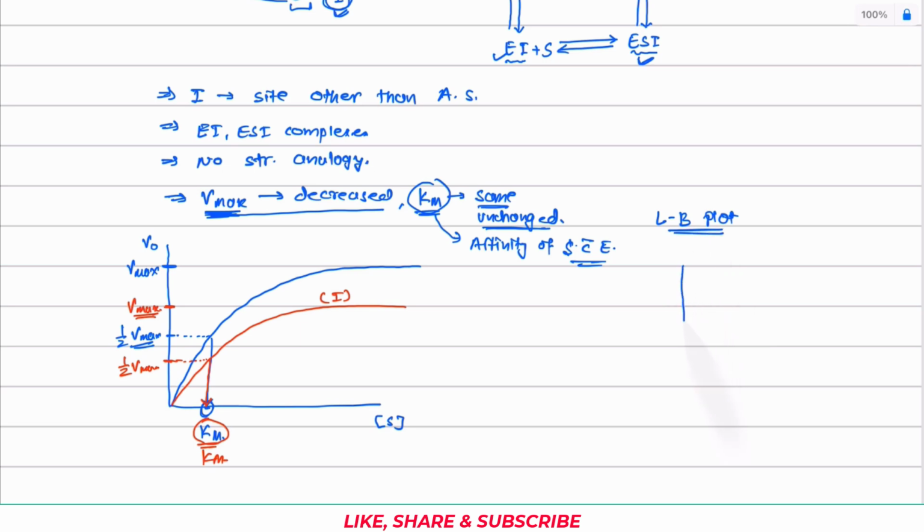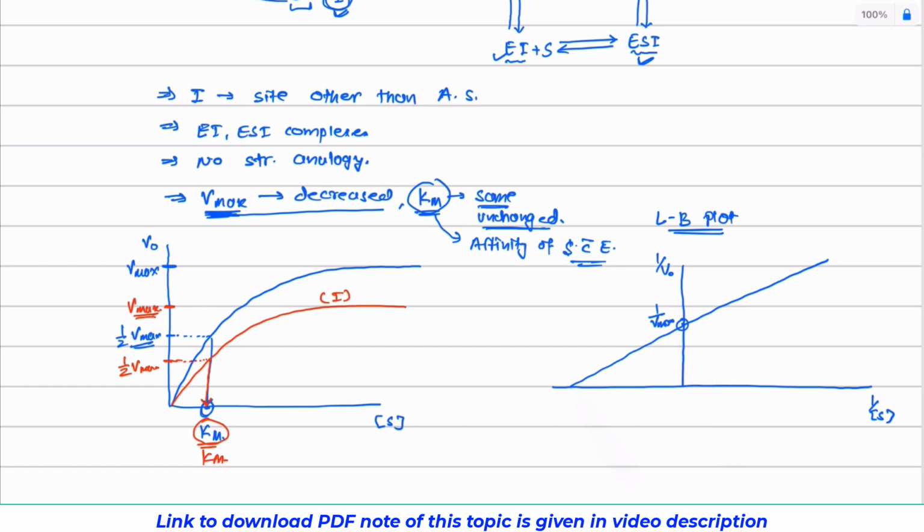Here on the y-axis we take 1/velocity, and on the x-axis we take 1/substrate. Suppose in the absence of inhibitor, this is the line, and we know that the y-axis intercept is going to be 1/Vmax, and the x-axis intercept is going to be -1/Km. In non-competitive inhibition, we know that Vmax is decreased, so 1/Vmax is going to be increased. So let's say this is the new 1/Vmax, right?